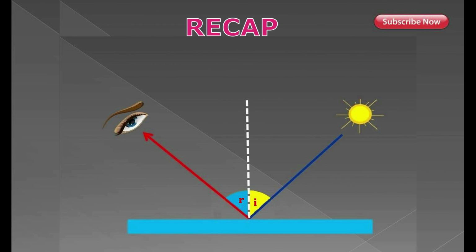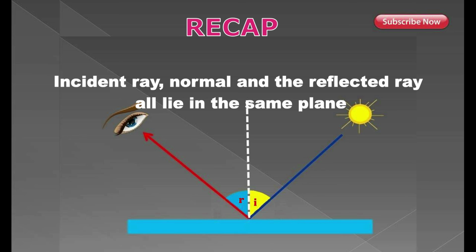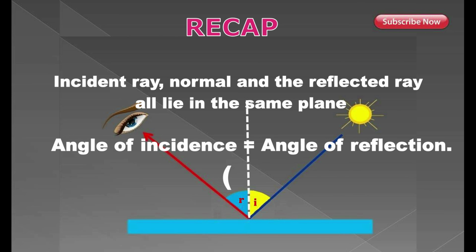Now, let's recap the laws of reflection. The first law states that the incident ray, normal and the reflected ray all lie in the same plane. The second law says that the angle of incidence is equal to the angle of reflection, that is, i is equal to r.